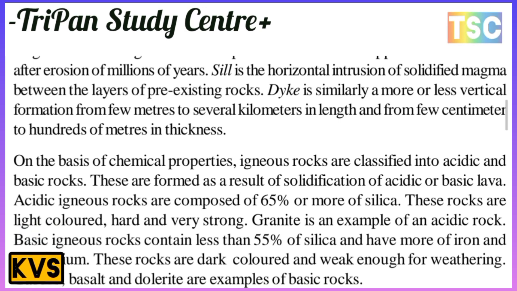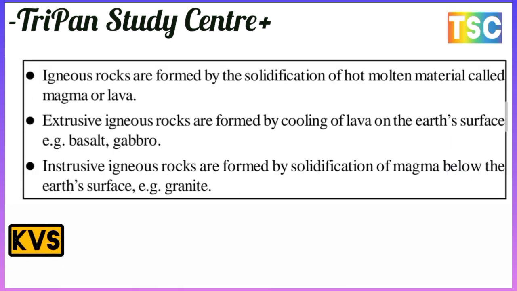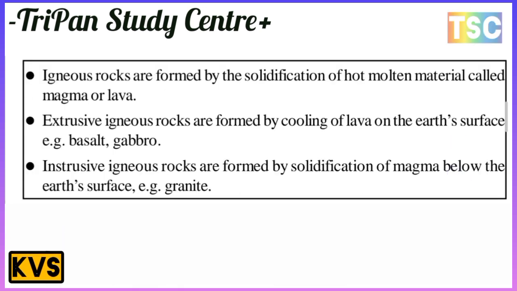Basic igneous rocks have more iron and magnesium. These rocks are dark in color and weather easily, and gabbro, basalt and dolerite are examples of the basic rock.